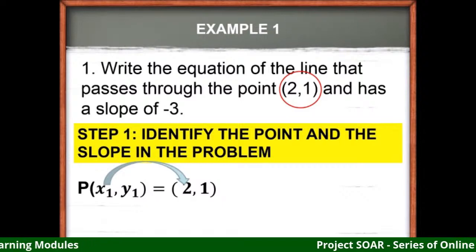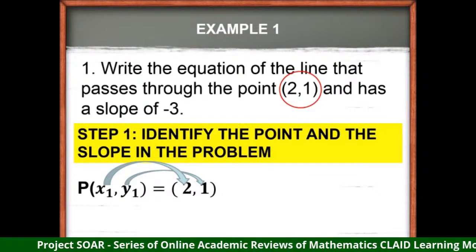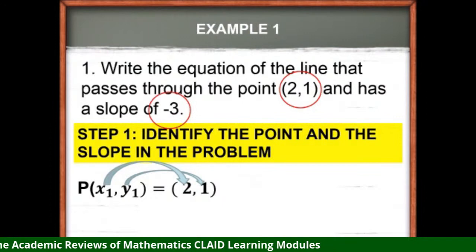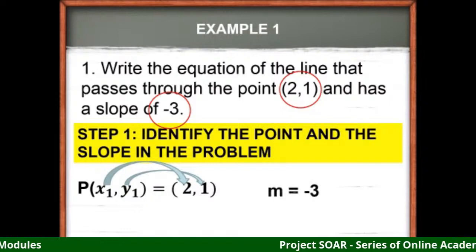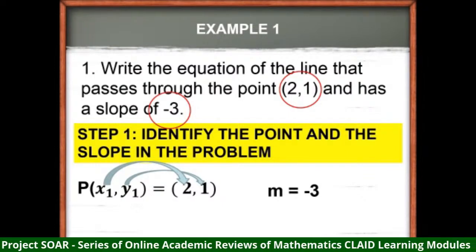Again, our x sub 1 here is 2. Our y sub 1 in this given is 1. The given slope in example 1 is -3. This will be denoted by the symbol m. So m is equal to -3.